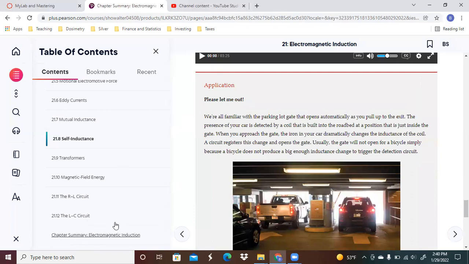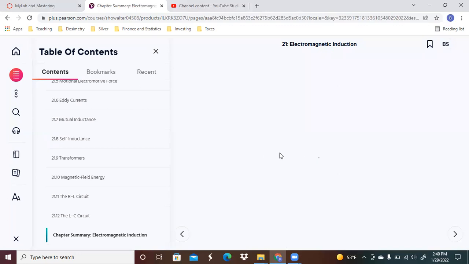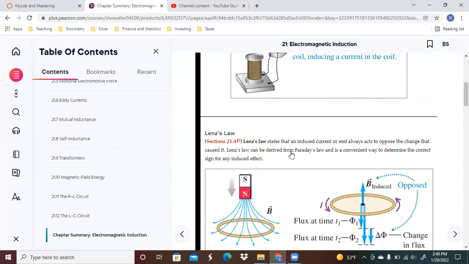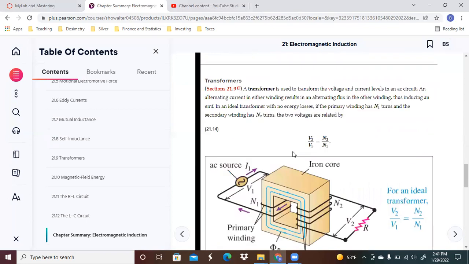So now let's go to transformers and talk about that. A transformer is used to transform the voltage and currents in an AC circuit. An alternating current in either winding results in an alternating flux in the other winding, thus inducing an EMF. In an ideal transformer with no energy losses, if the primary winding has N_1 turns and the secondary winding has N_2 turns, then the voltages are related by this.